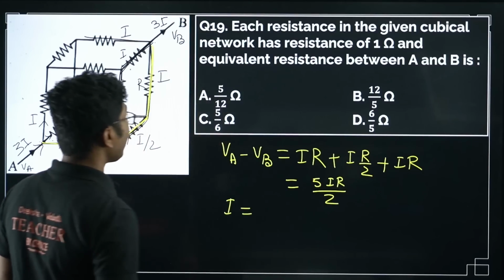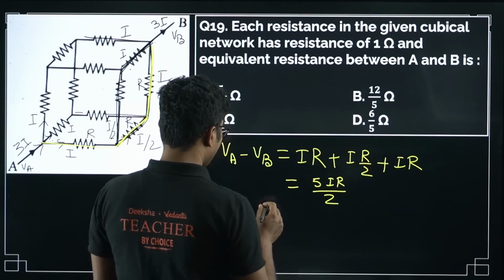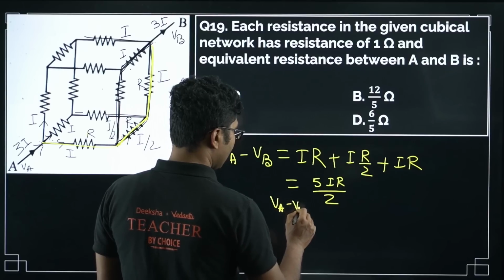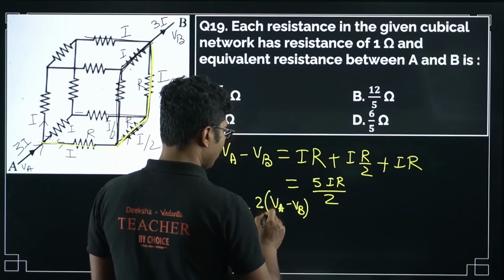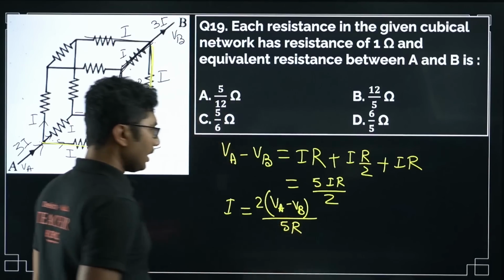What we are trying to find is the equivalent resistance. Don't worry, we will find it. So I equals VA minus VB into 2 divided by 5R. Okay, so this is the I.